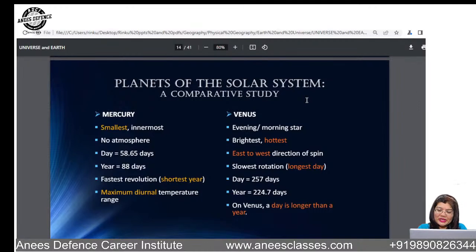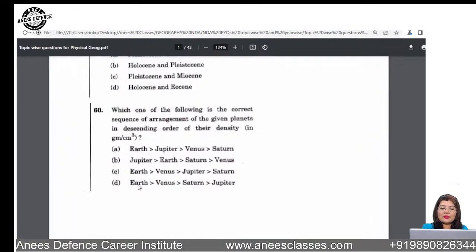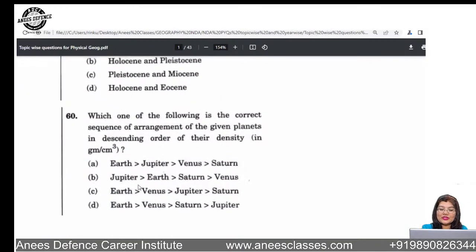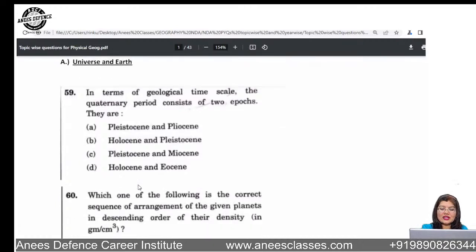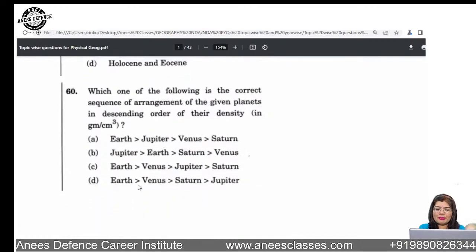Usually questions based on this are somewhat of this kind. Can you see this question? Which one of the following? This was a question in the 2023 section, the April part of NDA exams. Which one of the following is the correct sequence of arrangement of the given planets in descending order of their density? Here you at least have to be aware of which is the densest planet of all, and the rarest planet of them all, and then accordingly make a choice. That will eliminate a few options for you. But this is usually how these questions are arranged.